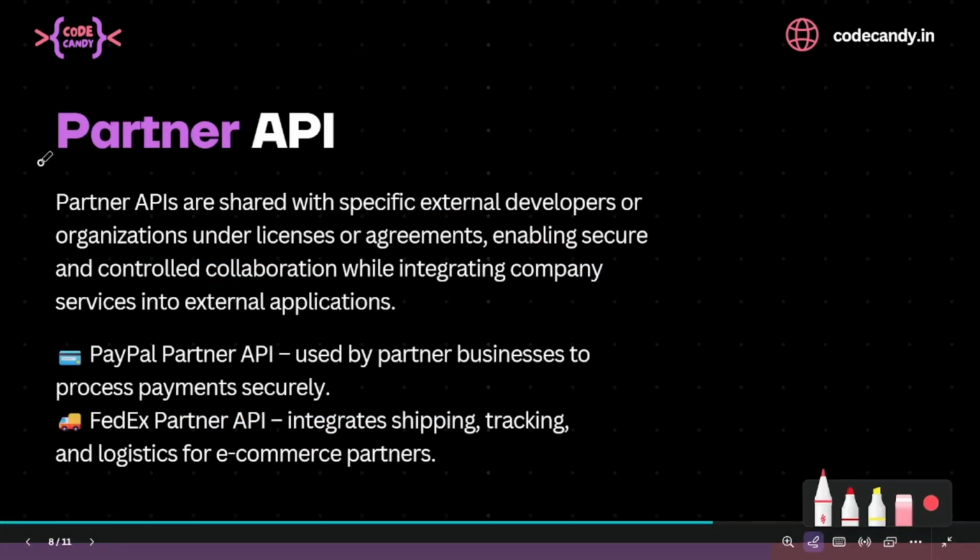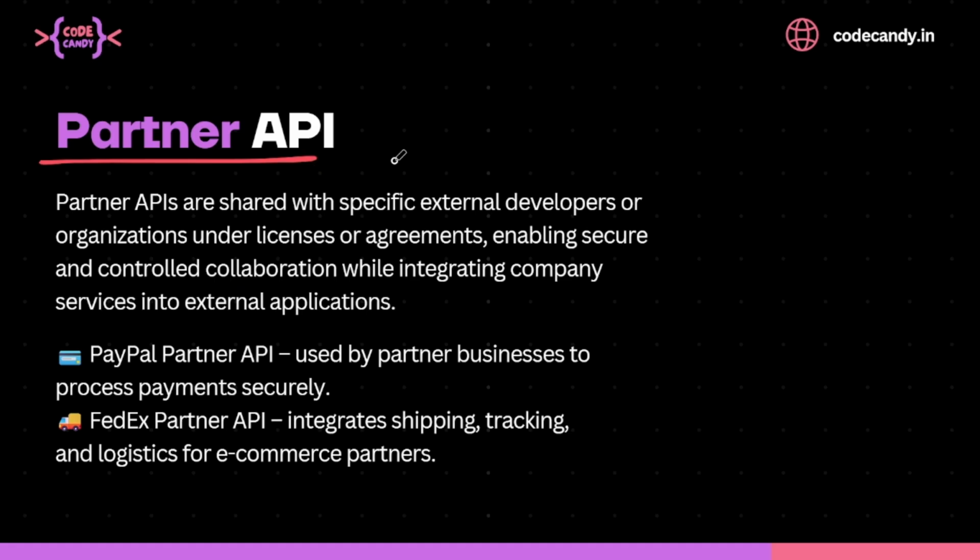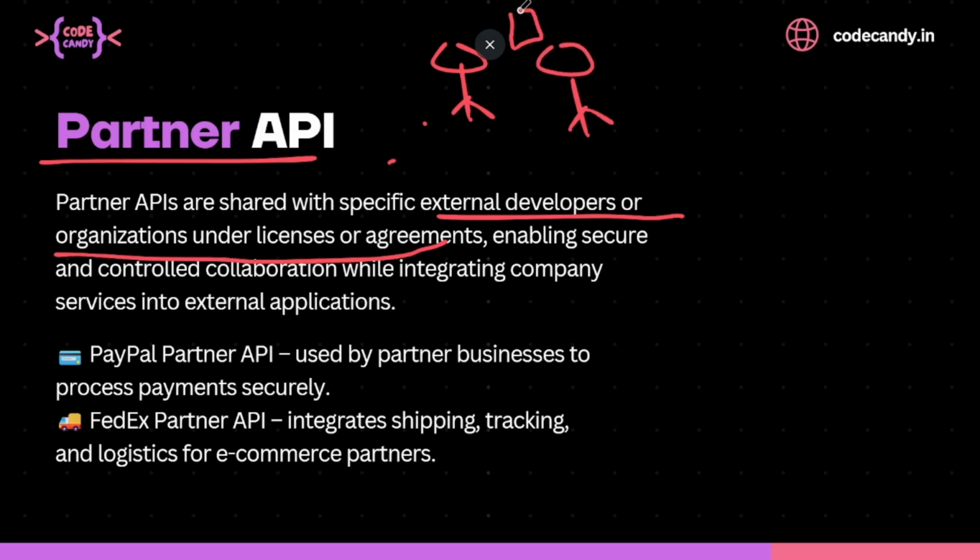Next is partner API. See, the name itself tells you. There are two friends and one chocolate. These two make an agreement that both have a right to the chocolate. That is called an agreement. Two partners take an agreement over an API, enabling a secure and controlled environment for use by external applications. PayPal's partner API is an example.